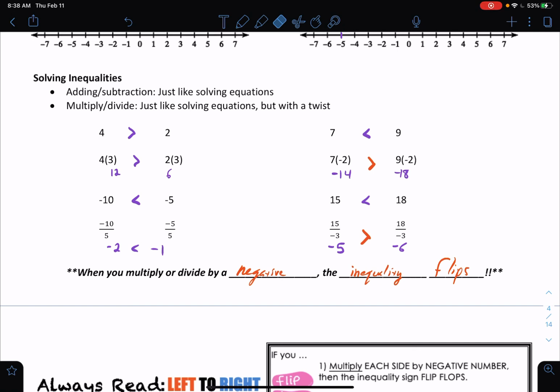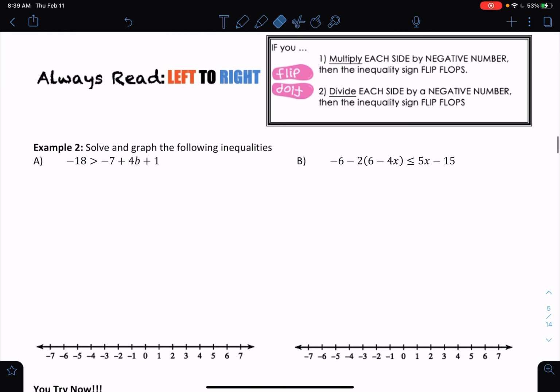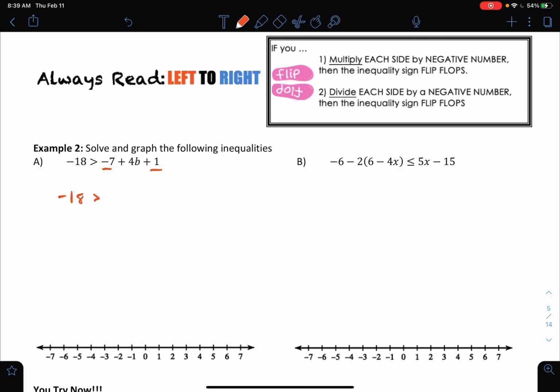Okay, so let's do some problems and see this. Make sure you're always reading left to right, and if you multiply or divide by a negative, you've got to flip-flop the inequality symbol. All right, so in example 2 we've got negative 18 is greater than negative 7 plus 4b plus 1. So we're going to solve this just like we have been with solving equations. I'm going to combine like terms on the right-hand side. So I get negative 18 is greater than negative 7 plus 1, which is negative 6, plus 4b.